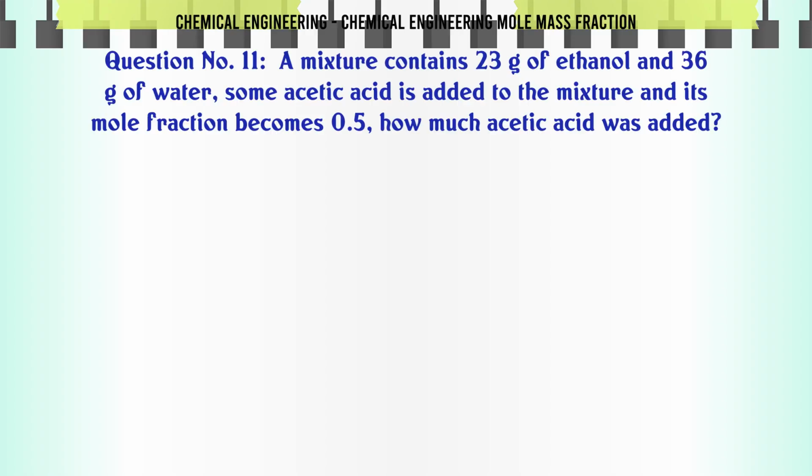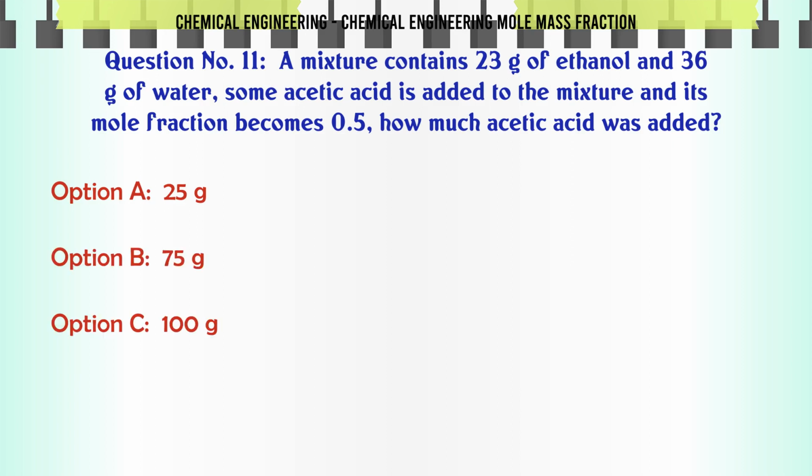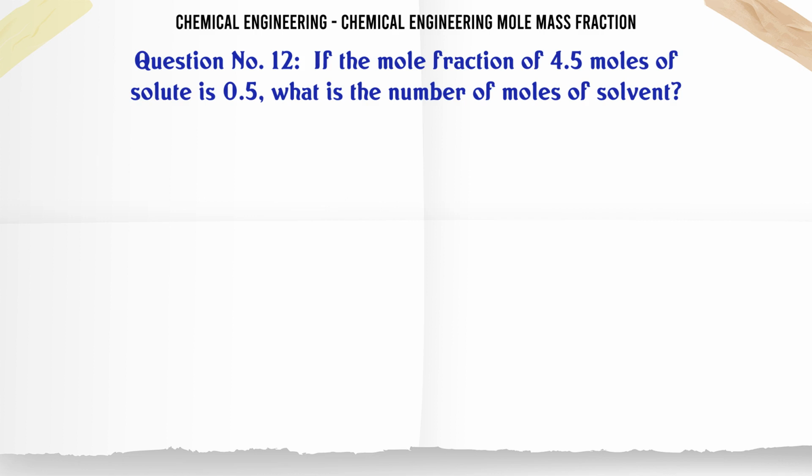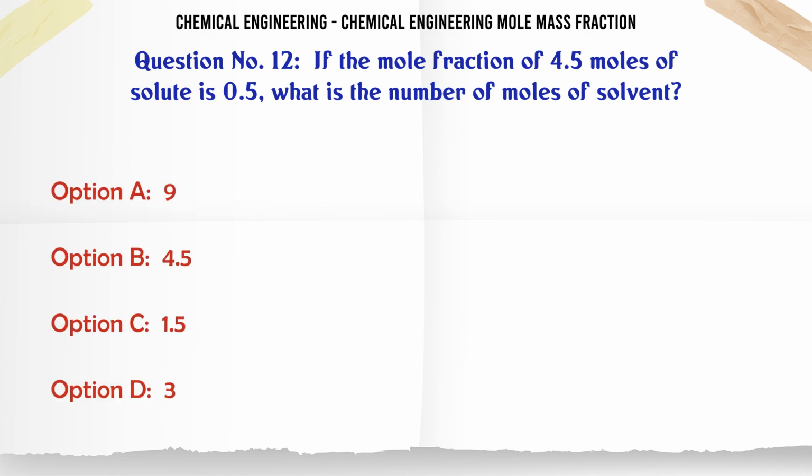A mixture contains 23 g of ethanol and 36 g of water. Some acetic acid is added to the mixture and its mole fraction becomes 0.5. How much acetic acid was added? A 25 g, B 75 g, C 100 g, D 150 g. The correct answer is 150 g.